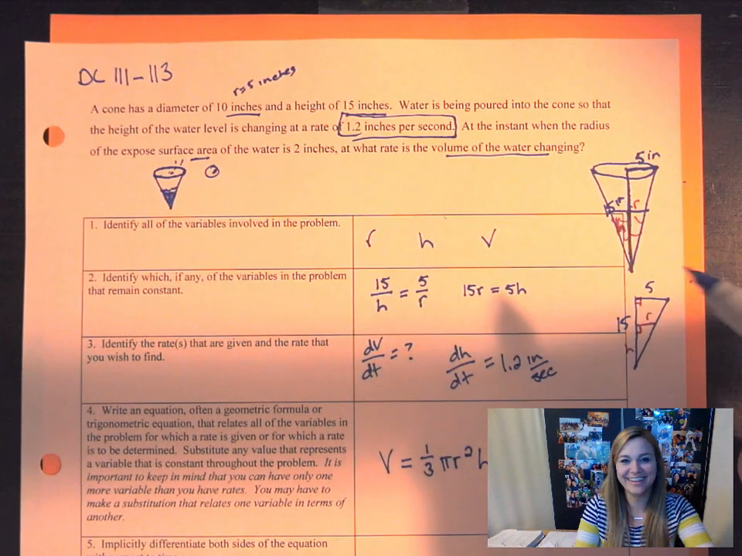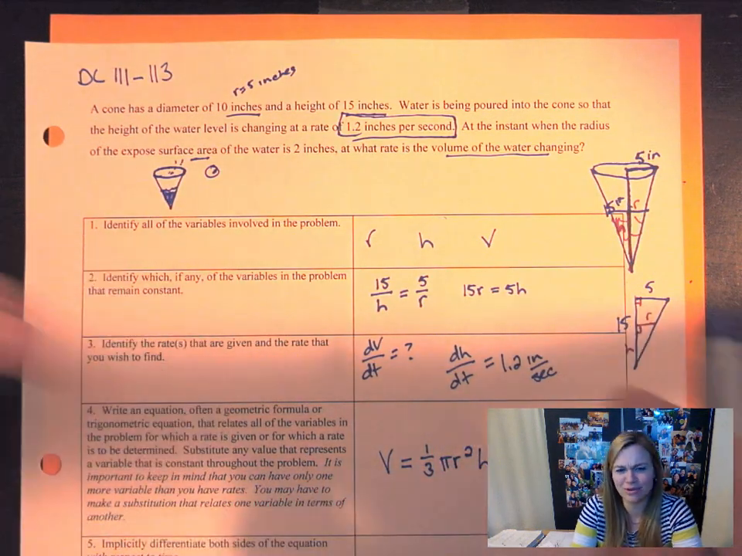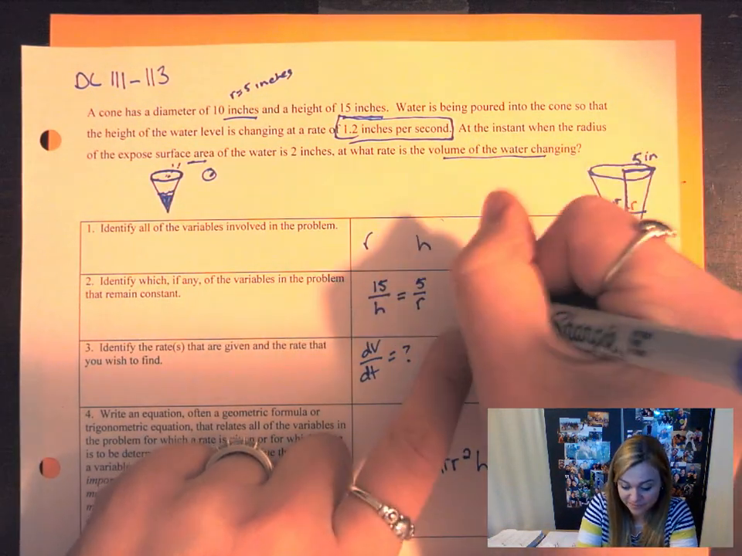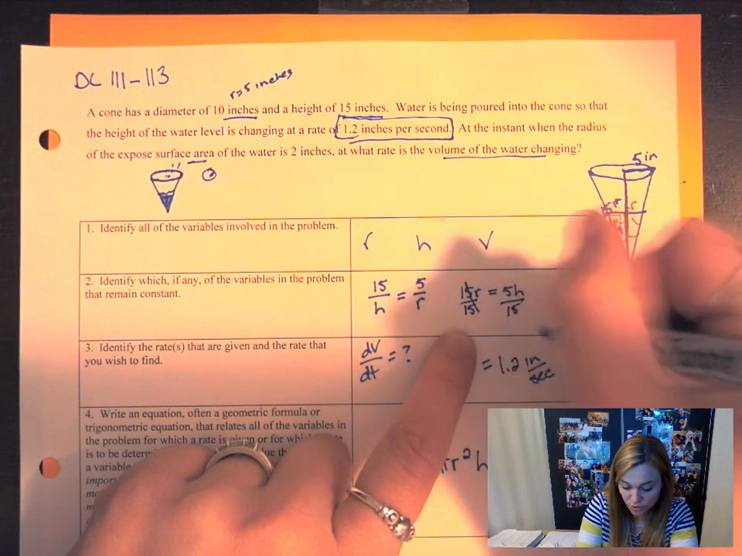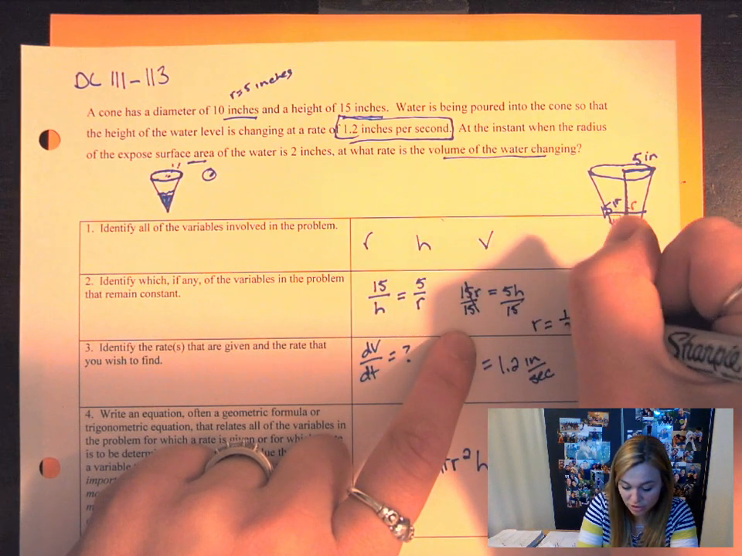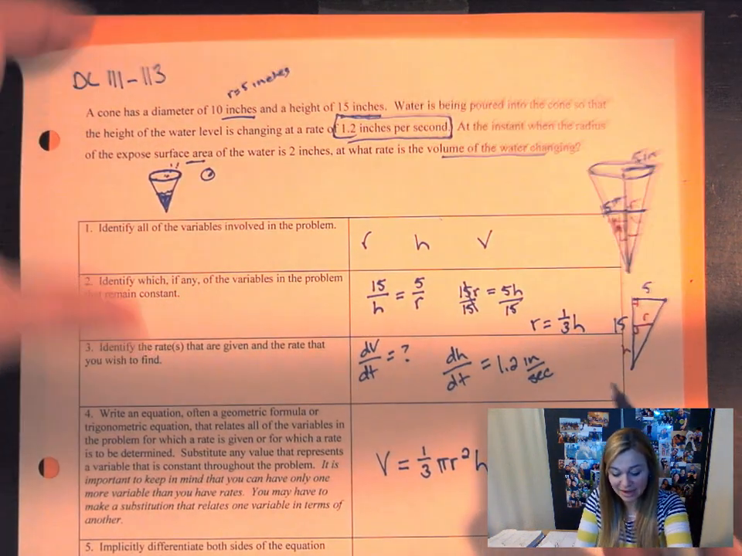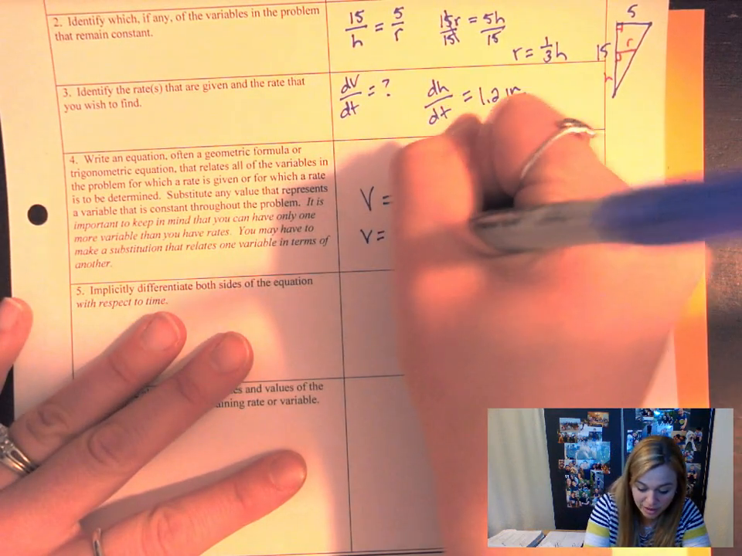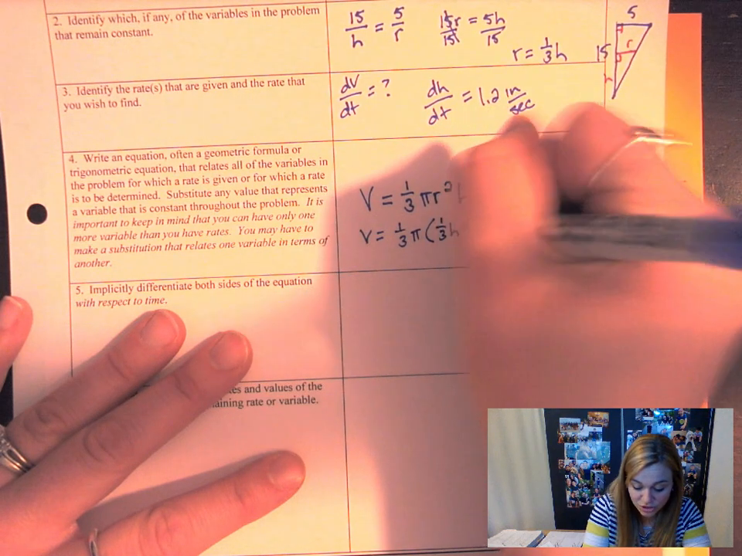Sounds like a bad pirate joke or something. Anyway, get rid of the r's. So what I want to do is solve this for r. So r is equal to 1/3 h, because this is a constant relationship. Then if I come down here, volume is equal to 1/3 pi, and instead of r, I'm going to write 1/3 h.